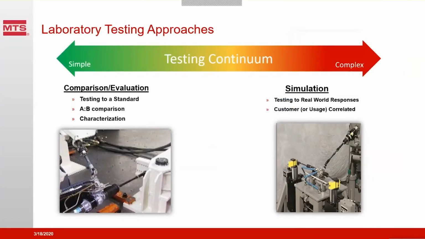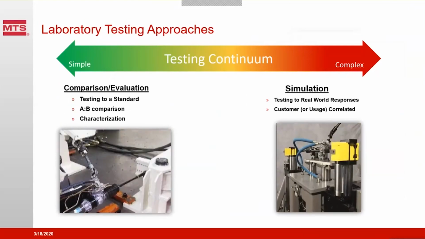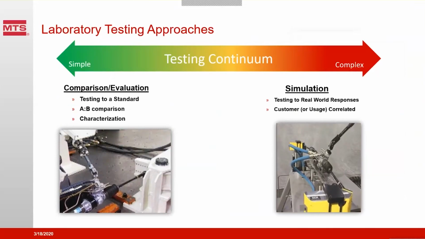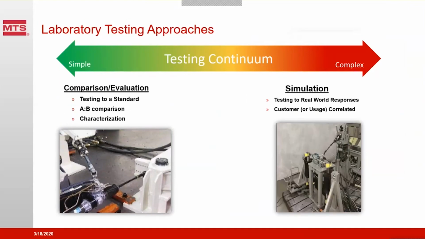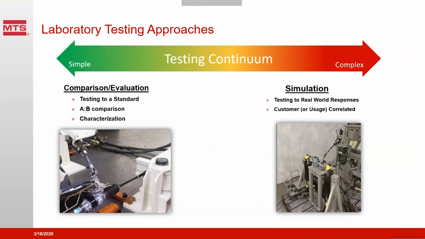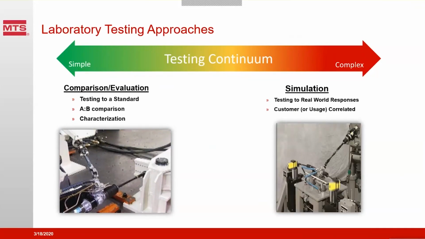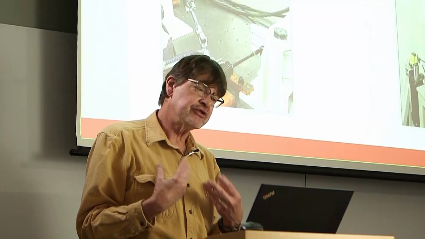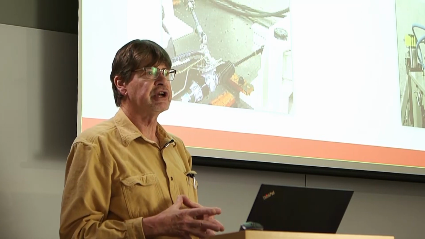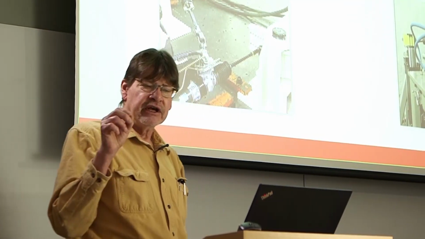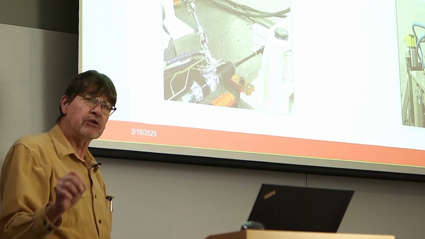I like to divide the testing world into two broad categories. Comparison and evaluation testing. Comparing A-B, for example, how many cycles does part A last and how many cycles does part B last? We test into a standard, a company standard, a government standard. We have to say a rollover protection machine's got to take so much energy in it, for example. Are we characterizing? Are we trying to measure the stiffness or the damping or the friction so that we can put this information into a computer? Those are kind of what I call comparison and evaluation tests. They don't tell you how many customer usage cycles that part will last.